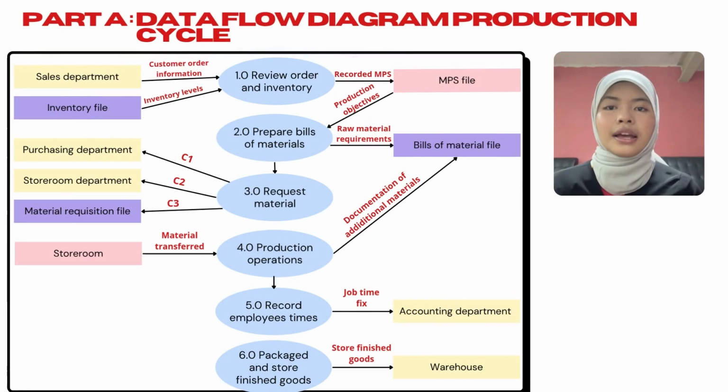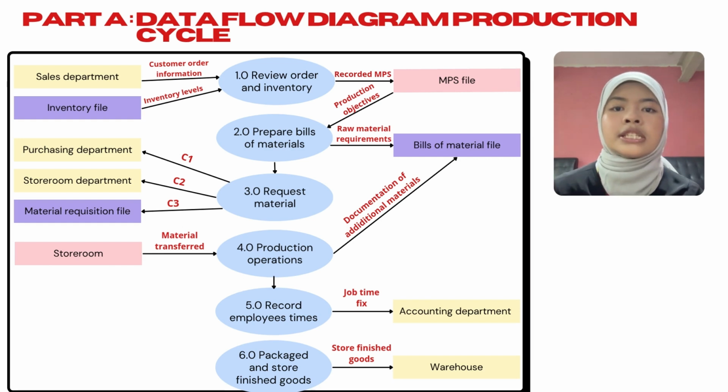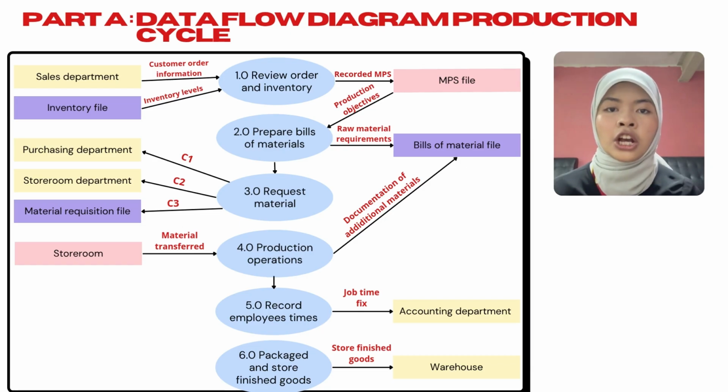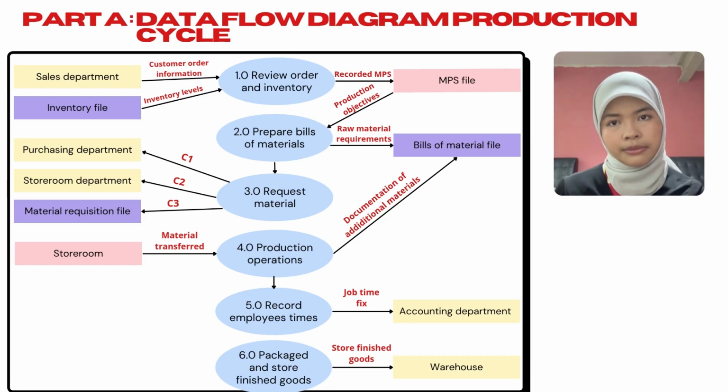That's all from me. Next, process number 2, which is prepare bills of material or BOM. The input for this process is the production objective that comes from the master production schedule or MPS. In this step, the company prepares the bills of material, which is the document that lists all the raw materials, parts, and quantities needed to produce a product. We can think of it as a receipt for manufacturing.